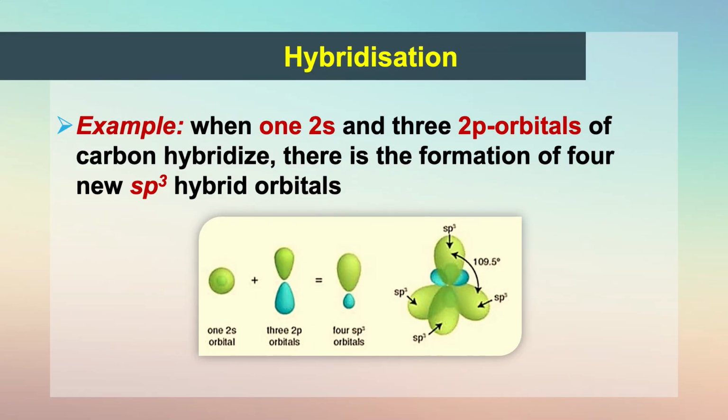Now, this is the illustration of sp3 hybridization. Here you can see the combination of one s orbital and three p orbitals to produce four sp3 hybrid orbitals, which are arranged to the four corners of a tetrahedron with a bond angle of 109.5 degrees.